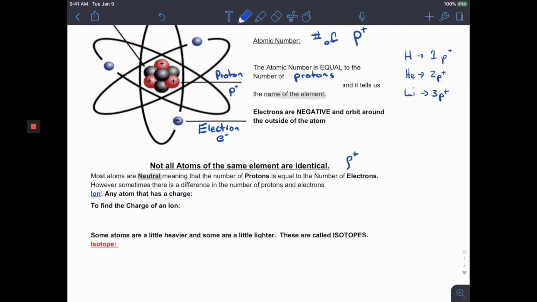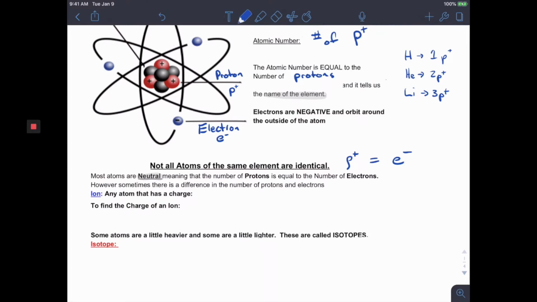If a proton is positive and an electron is negative, in order for them to add up to 0, those two numbers would have to be equal to each other, right? So if I had 3 positives, I'd have to have 3 negatives. And so that's how it works out in most cases. Now, notice I said most cases.